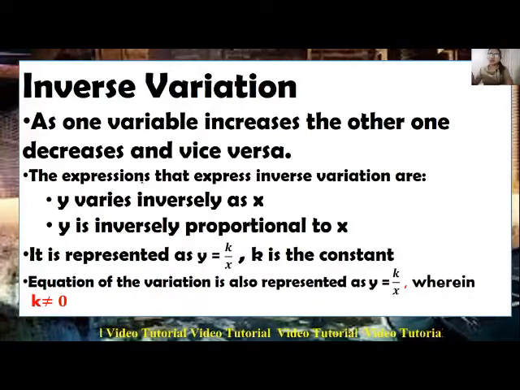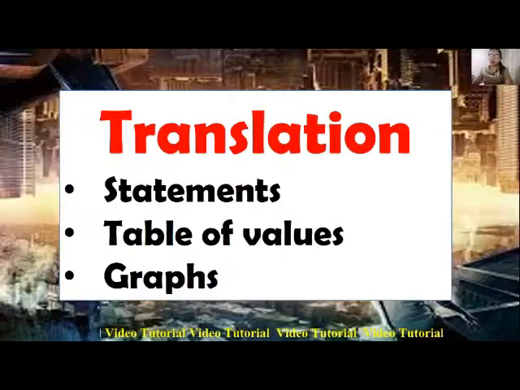So the expressions or clue words that denote inverse variation are the following. We have y varies inversely as x, given that we have two variables y and x. We also have y is inversely proportional to x. For the representation, we will have y equals k over x, denoting that y is inverse with x. And for the equation of the variation, it's just the same, y equals k over x, wherein k is the constant and it should not be equal to 0.